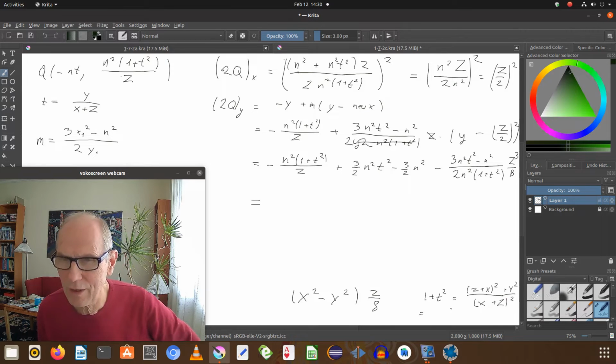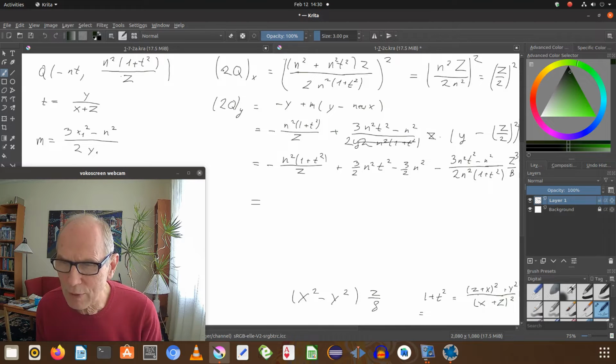Is any luck going this way? x squared plus y squared gives z squared. It's 2z squared plus xz. And down here we get, now that's interesting. Let's try.